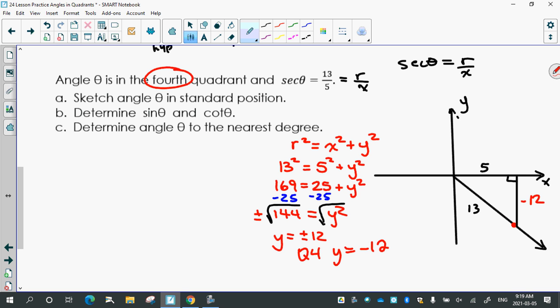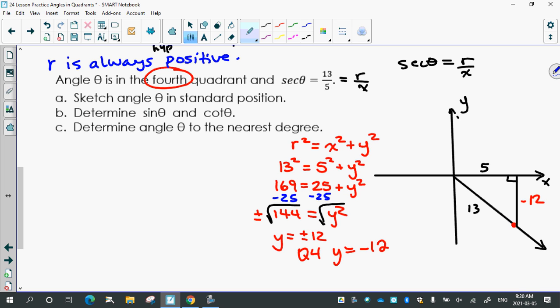One thing that's really important to know is R is always positive. Okay, so R, the radius, is always positive. But X and Y can be positive or negative depending on what quadrant you're in, right? If you're in the first quadrant, X and Y are both positive. If you're in the second quadrant, X is negative and Y is positive. If you're in the third quadrant, X and Y are both negative. And if you're in the fourth quadrant, X is positive, but Y is negative. So always make sure your diagram makes sense from that standpoint, of how you would plot points, basically.